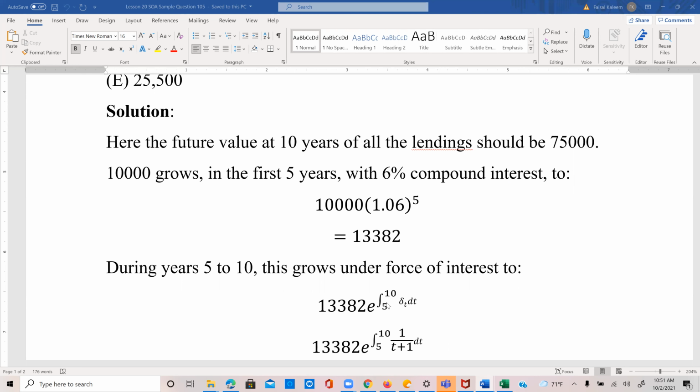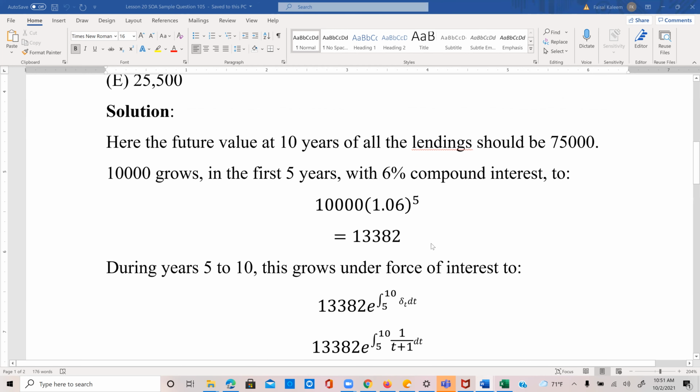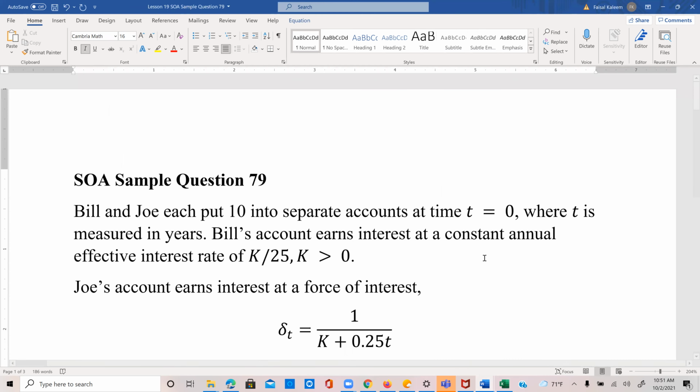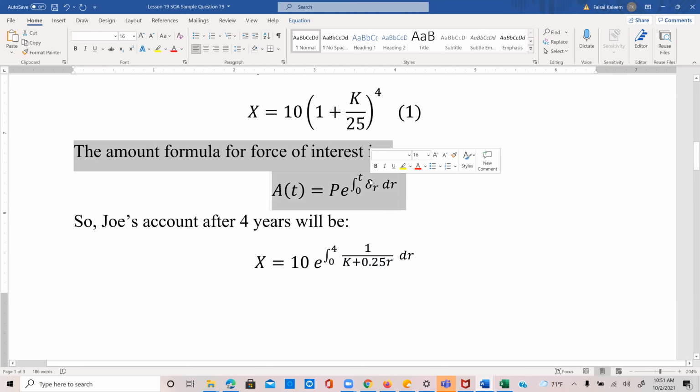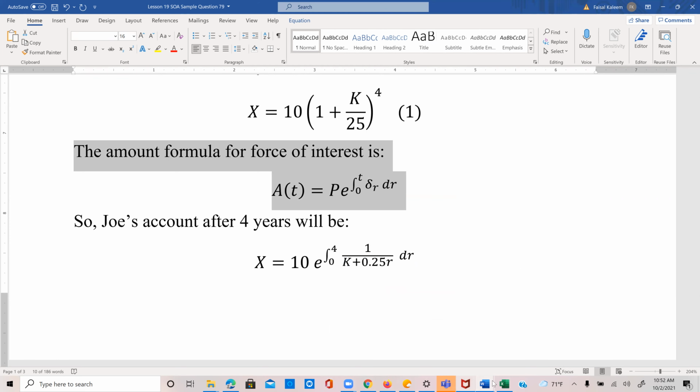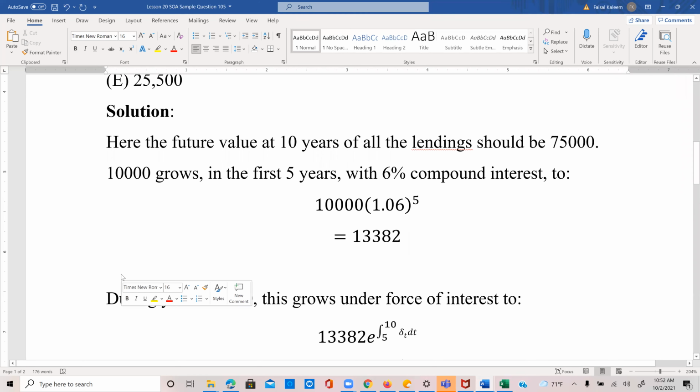And the force of interest, we want to see what happens between times 5 and 10, because that's when the force of interest kicks in. So the principal times e to the power integral from 5 to 10 of delta t dt. Remember the generic formula for force of interest. Okay, so maybe we can write the generic formula down once again, so let's put it over here.